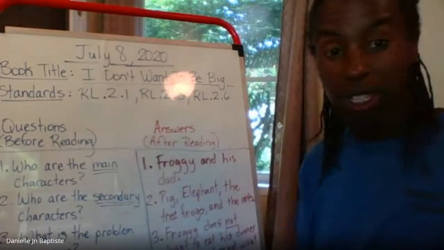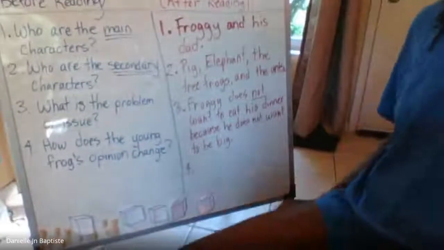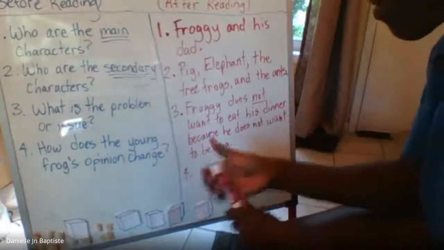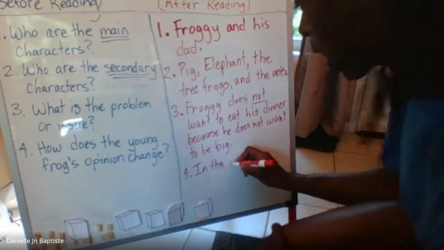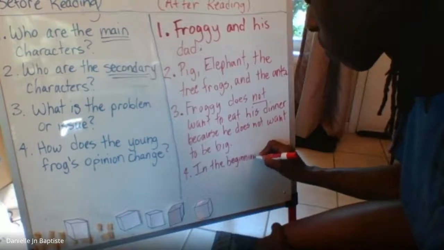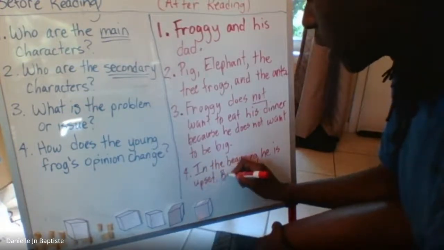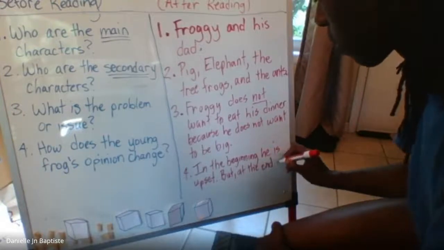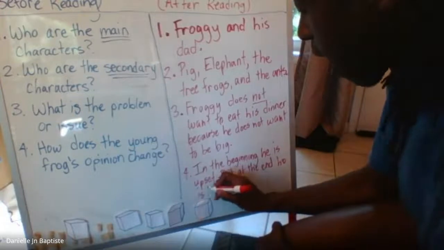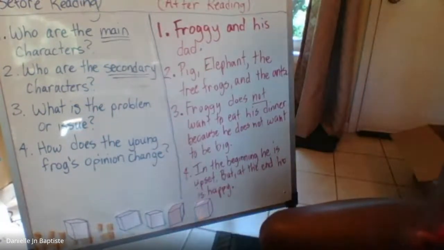So this is what we're going to write. How does the young frog's opinion change? Well, I'll tell you how, and I'll write it down. In the beginning, he is upset. But at the end, he is happy. Because remember, he didn't want to be big in the beginning. He did not want to eat his dinner. And he told his dad, "I don't want to eat because I don't want to be big."